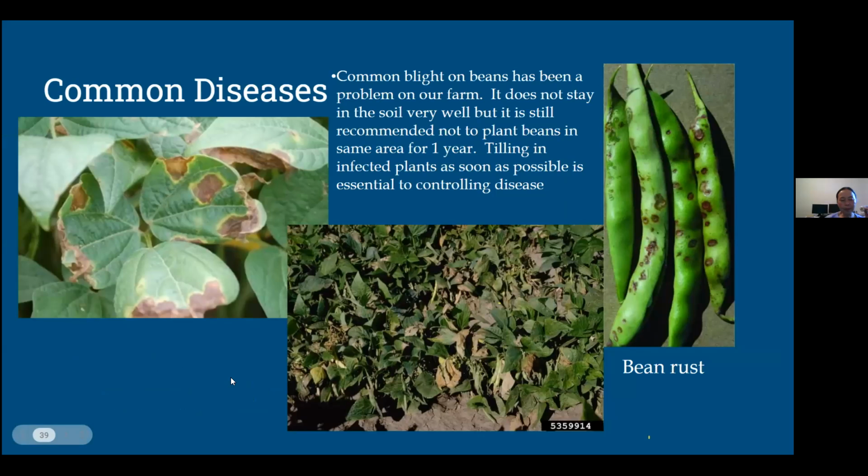And then there is common blight on beans, or bean rust. I guess this is a problem on our farm, but it doesn't stay in the soil very well, and it's recommended to not plant beans in the same area for 1 year. So that means doing some more succession planting, changing where you plant certain crops. And to avoid this issue, till in the infected area as soon as possible to control this specific disease.